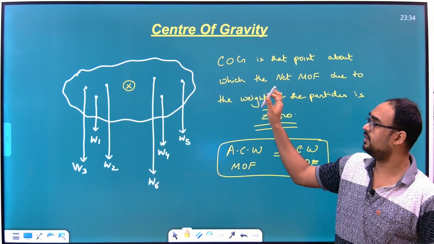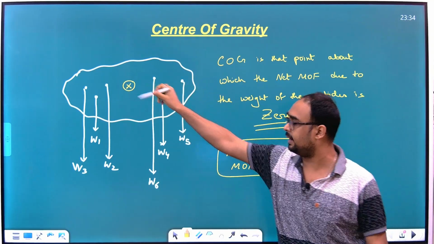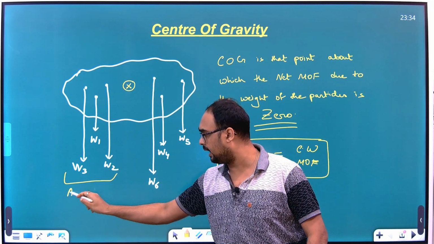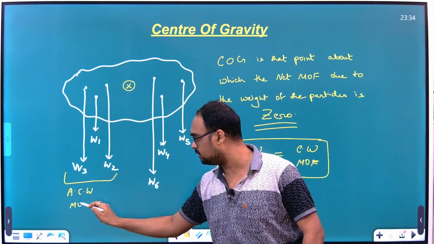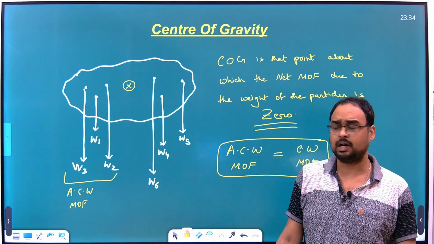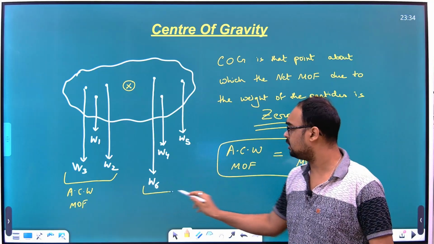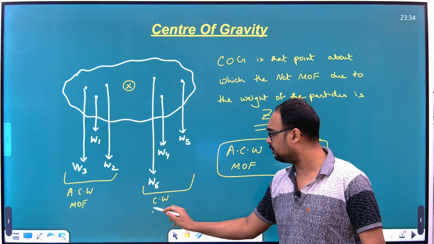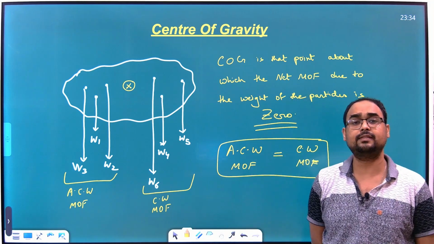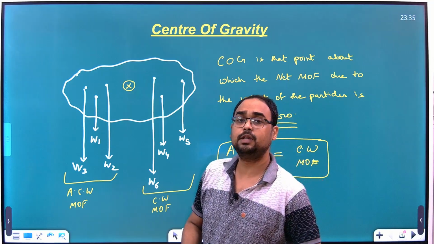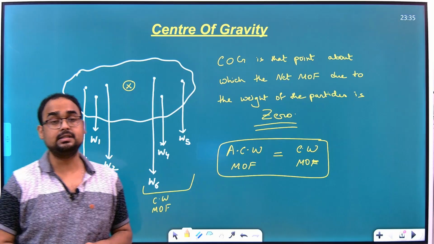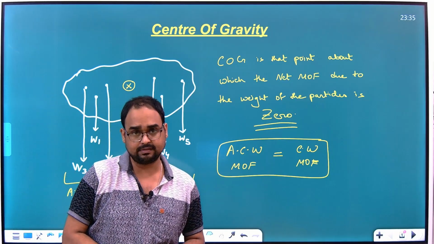So what is center of gravity? It is that point on an object where the total anti-clockwise moment of force, this 3 or numerous particles on the left hand side of the center, and this right hand side will constitute the clockwise moment of force. On both sides, the anti-clockwise moment of force and the clockwise moment of force should become equal. That is, the net MOF is 0. That point is considered as the center of gravity.